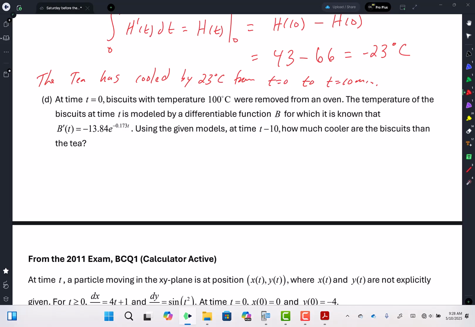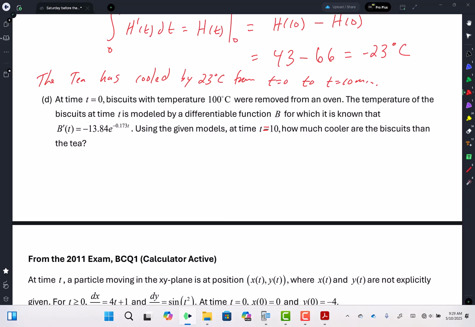At time T equals 0, biscuits with temperature 100 degrees Celsius. Ooh, that's hot, guys. Were removed from an oven. The temperature of the biscuits at time T is modeled by a differentiable function b, for which it is known that b prime of t equals that. Using the given models at time t, I typed this out myself. That should have been equals. At time t equals 10, how much cooler are the biscuits than the tea?